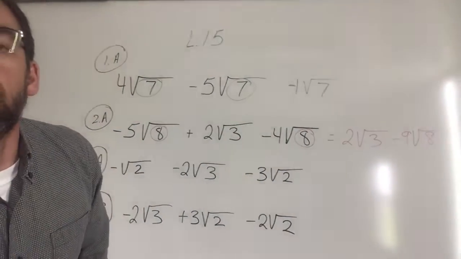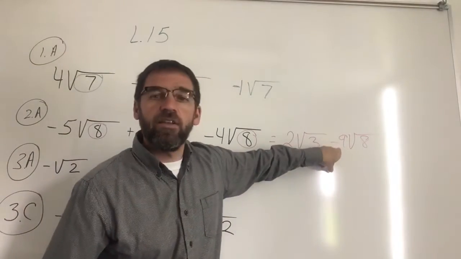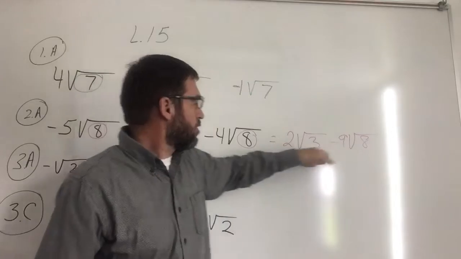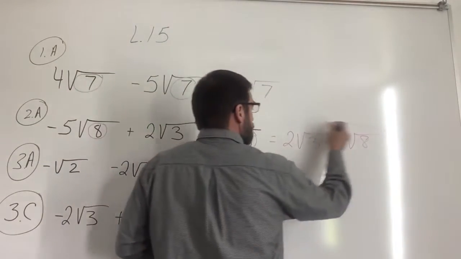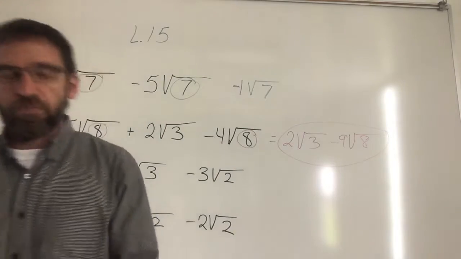You can't see that. Let me get over there so you can. Can you see that? Negative 9, radicand 8. So you actually have two parts here in your answer. Okay? That whole thing is your answer.